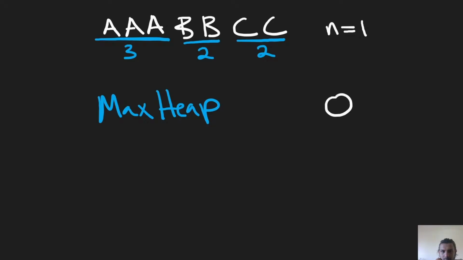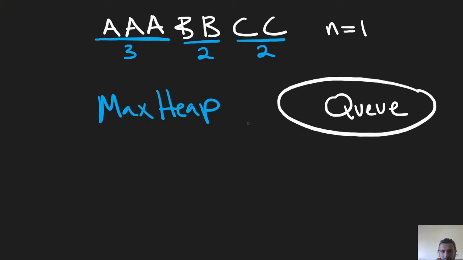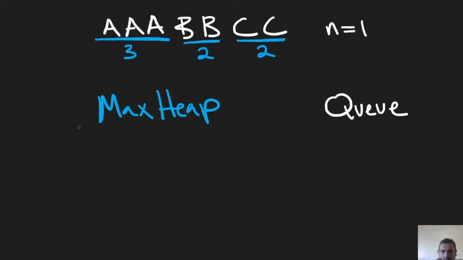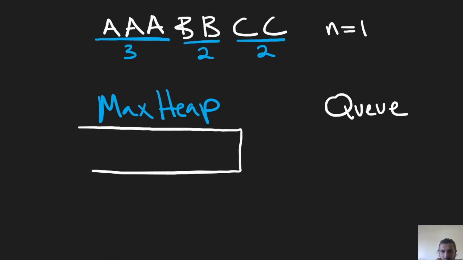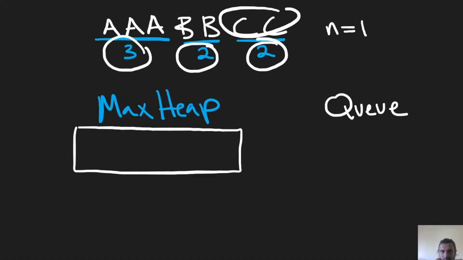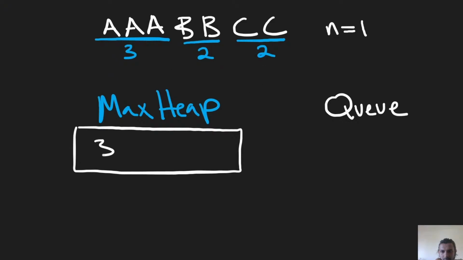We're actually going to use one other data structure, a queue. It's not required, but I think it makes the problem a little bit more organized. So let's start off with the max heap, right? We have 3 integers. We're going to be adding integers to our max heap, not the characters. We're going to be taking the counts of each task and adding that to the max heap. So we're going to have a 3 and a 2 and another 2.